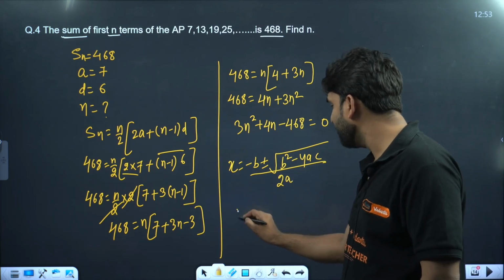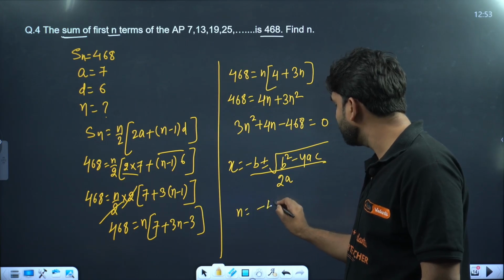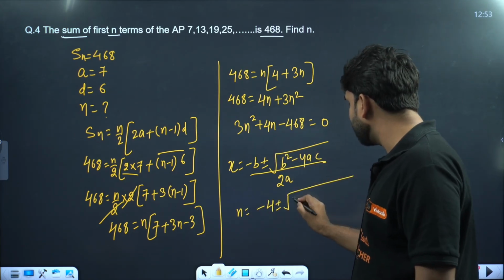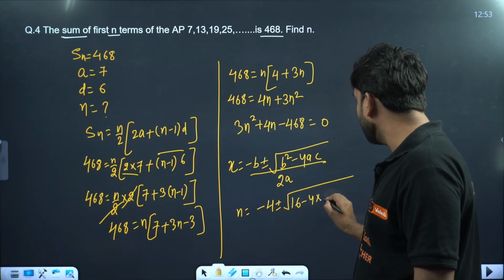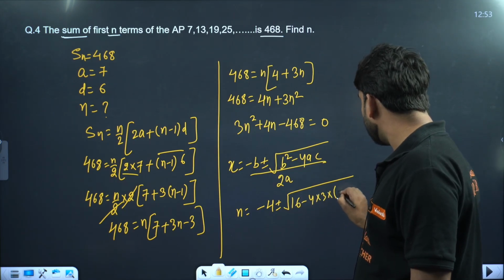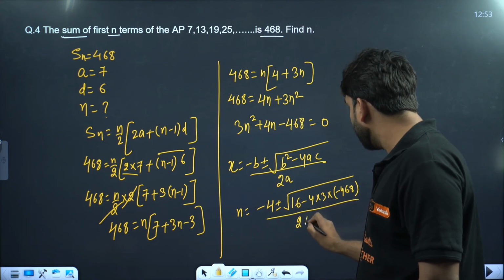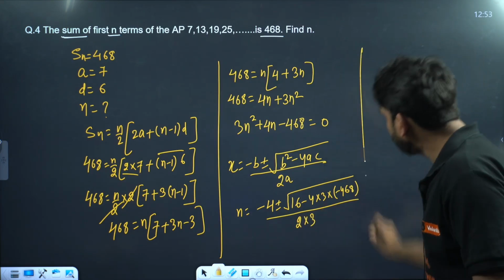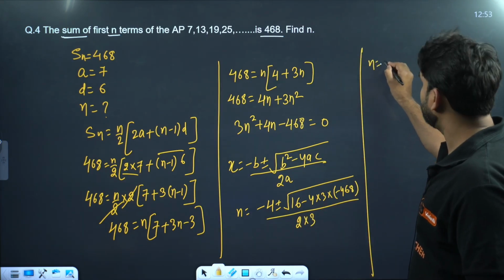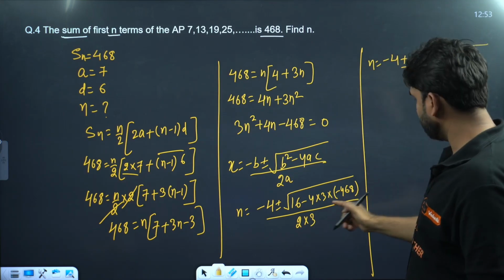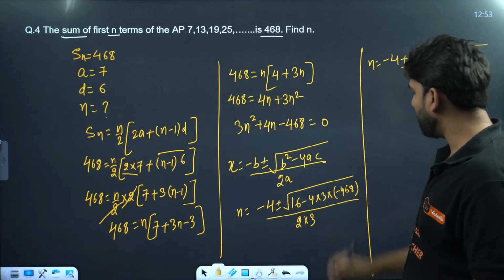We can write here n. n is equal to minus b, which is 4, plus minus under root b square, which is 16, minus 4 into 3 into minus 468, that is 4ac, divided by 2a, 2 into 3. Right? Solve this. So n is equal to minus 4 plus minus under root 16, and this will be 4 3s are 12, and 12 into 468.